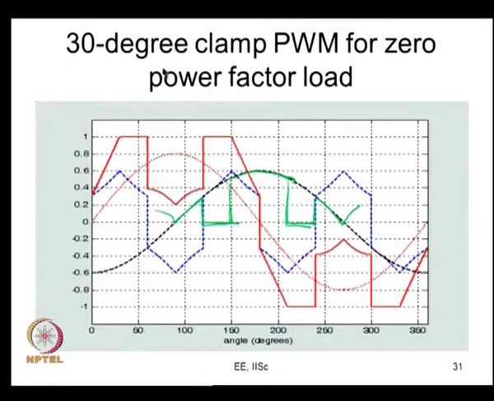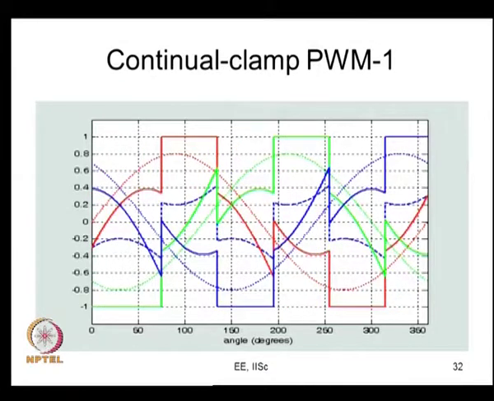So, this 30 degree clamp PWM is a particular example of split clamp PWM. This clamping duration and that clamping duration add to 60 degrees. It is 30 and 30 here, but it need not be; it can be 10 and 50 here, or it can be 50 and 10 here, for example. So, that is what we call split clamp PWM.